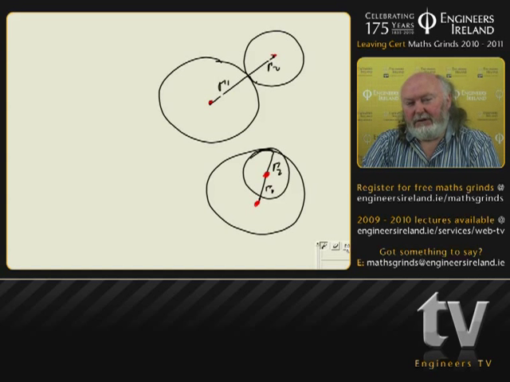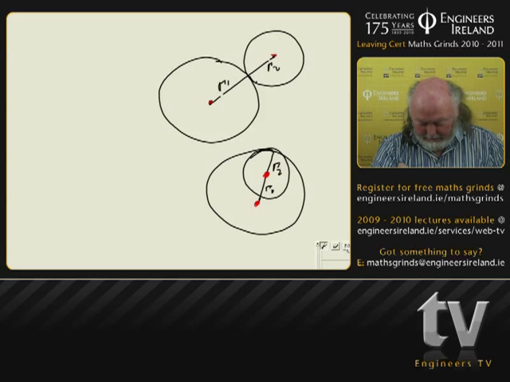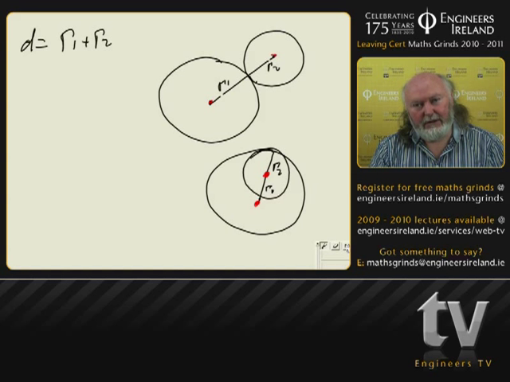For us to prove that circles touch, what we want to do is to find out the length between the centers, because if the length between the centers, D, is equal to R1 plus R2, if it's exactly equal to the two radii, well then they touch, and they do so externally.